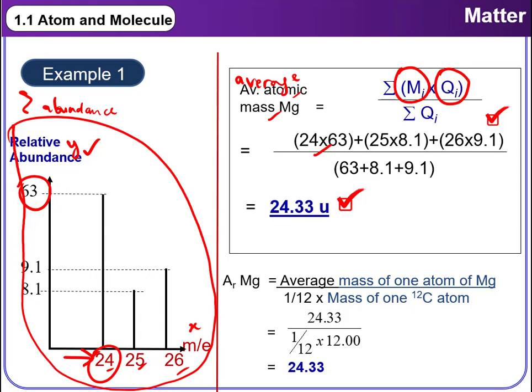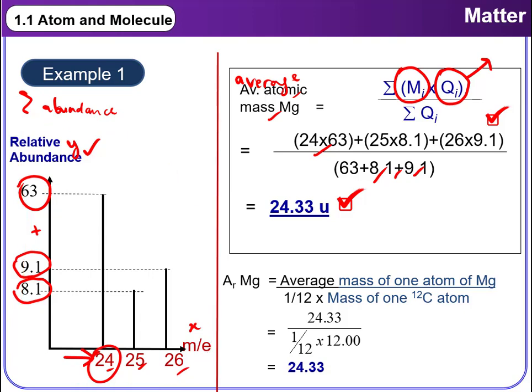abundance or relative abundance from your y-axis, divided by the total of the percent abundance or relative abundance. So 63 plus 9.1 plus 8.1, the total. You calculate, and the answer will be 24.33. Put the unit U or AMU. Again, what is AMU? Atomic mass unit. You can use either U or AMU.